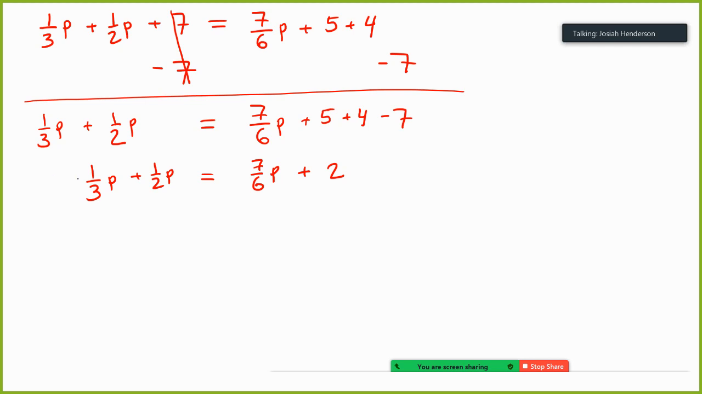I want to multiply 1/3 p by 2 over 2. And I'm going to multiply 1/2 p by 3 over 3. Yes, go, please. I was going to ask, why are we multiplying 2/2 to 1/3 and then 3/3 to 1/2? Sure. Thank you for asking.